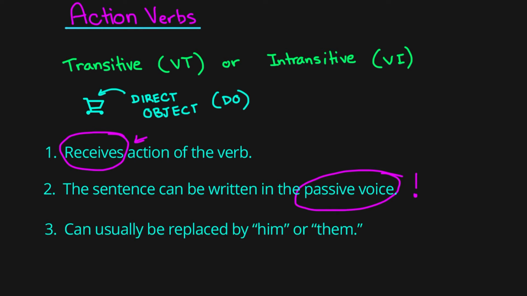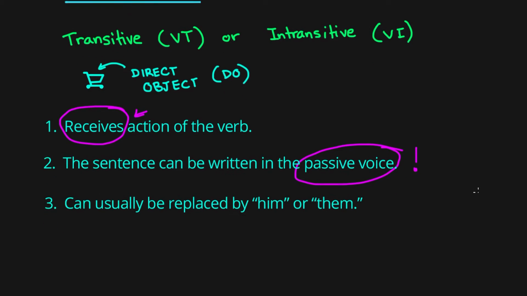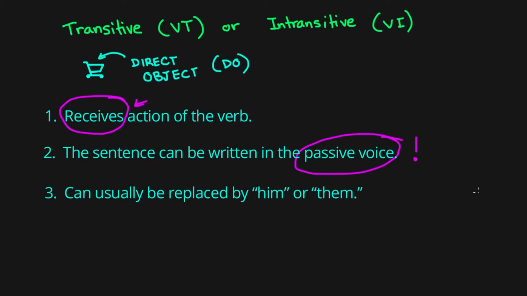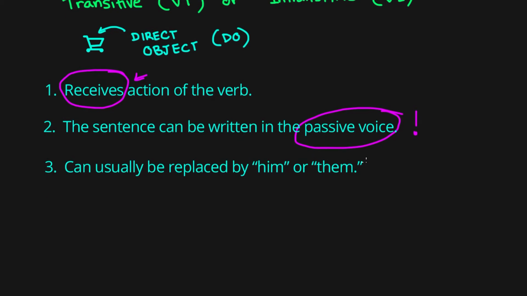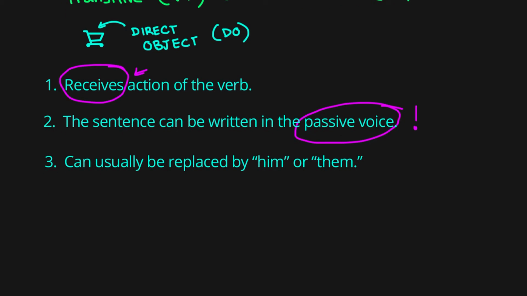And the third way to test for it, the least important, but you can still remember it from time to time, is that usually the direct object can be replaced by him or them or it. Perfect. But remember the first two. It has to receive the action of the verb, and you can rewrite the sentence in the passive voice, and that's where you'll find your direct object. So let's look at a couple of examples and see if we can find our direct object.